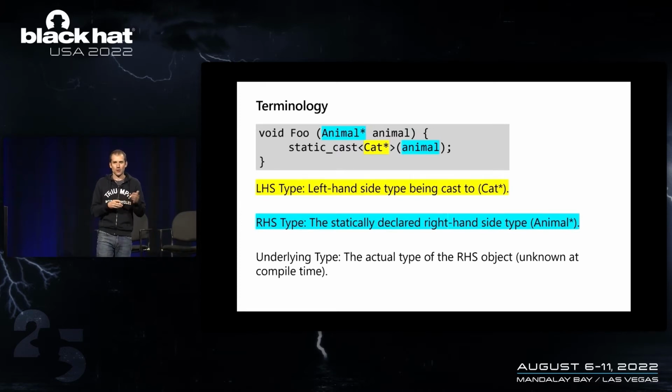And I call the right-hand side type the type that you statically declare the right-hand side of the expression to be. So in this case, we're downcasting something that is statically declared as an animal to be a cat. So I would say the right-hand side type is animal. And then the underlying type is the actual type of the object that you're casting. And we don't know that statically at compile time. We can only know that at runtime.